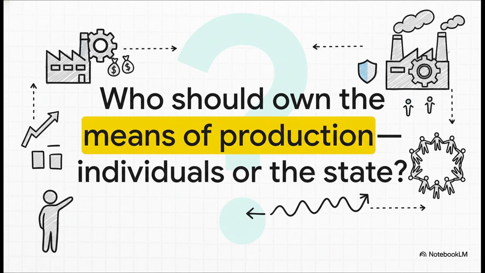Because it turns out every single economic system, no matter how complicated it seems, is really just trying to answer this one huge question. Who gets to own the means of production? And by that, we mean the factories, the farms, the technology, all the big stuff that creates wealth.